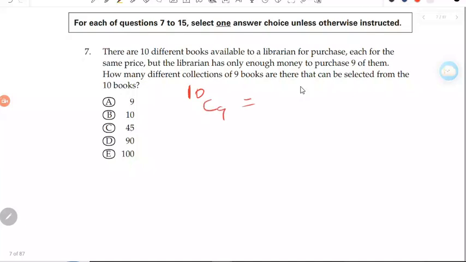Order doesn't matter. So this is 10 combination 9. 10 combination 9 is 10 factorial over 10 minus 9 factorial over 9 factorial. Let's quickly work out this. This is 10 minus 9, so gone. And this is 10 times 9 factorial over 9 factorial. So 10. Okay, thank you.